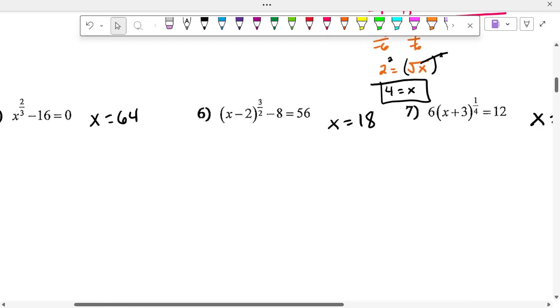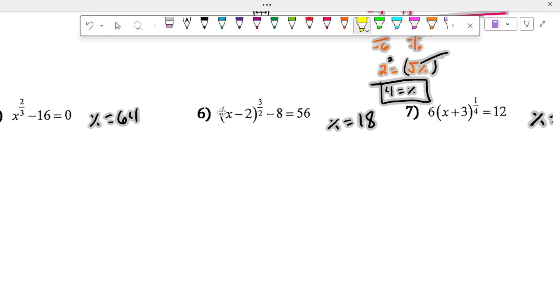All right. So first things first. We got to get it so whatever is being raised to whatever power is by itself. So we need to add the 8.